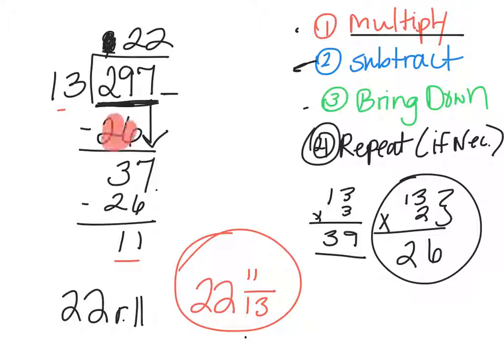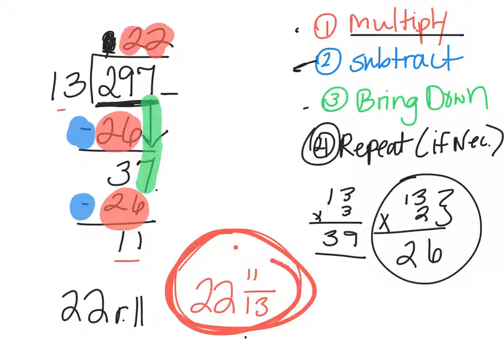Okay, so here's where we multiplied. Here's where we subtracted. Multiplied again right here. We brought 7 down to right here. Here's what we multiplied 13 by both times. Alright, and your answer was 22 and 11/13.